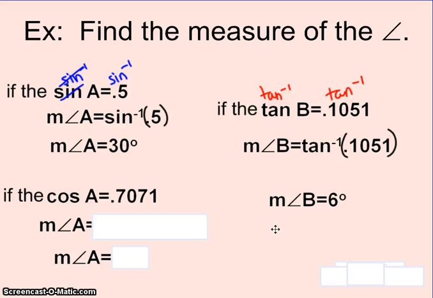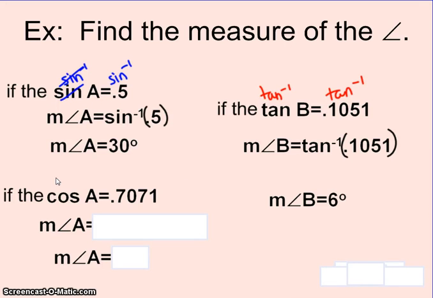I know that you probably got something like 5.999, okay? That's okay, we can round to 6. That's the reason why we go out four decimal places. If we'd only gone out one decimal place, then the tan inverse of 0.1 is 5.7 degrees, and that's very different than the 6 degrees we see here.